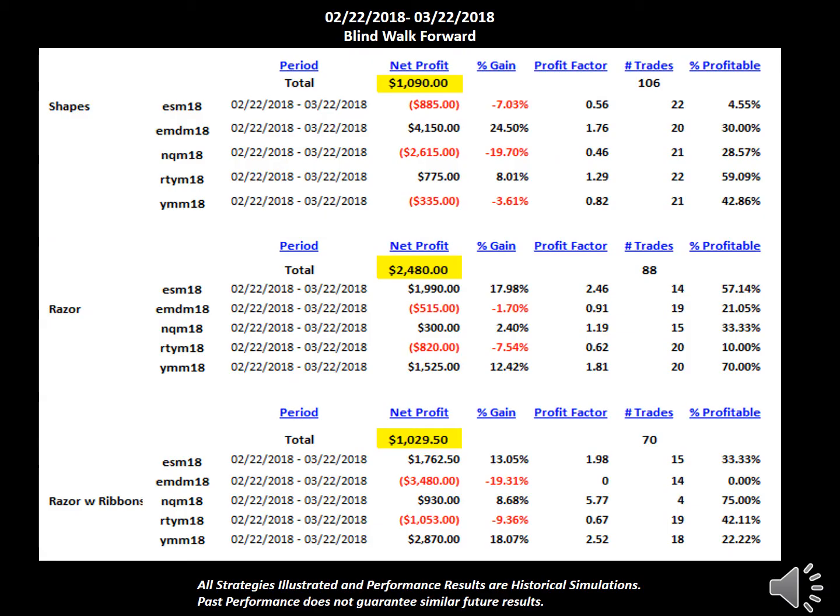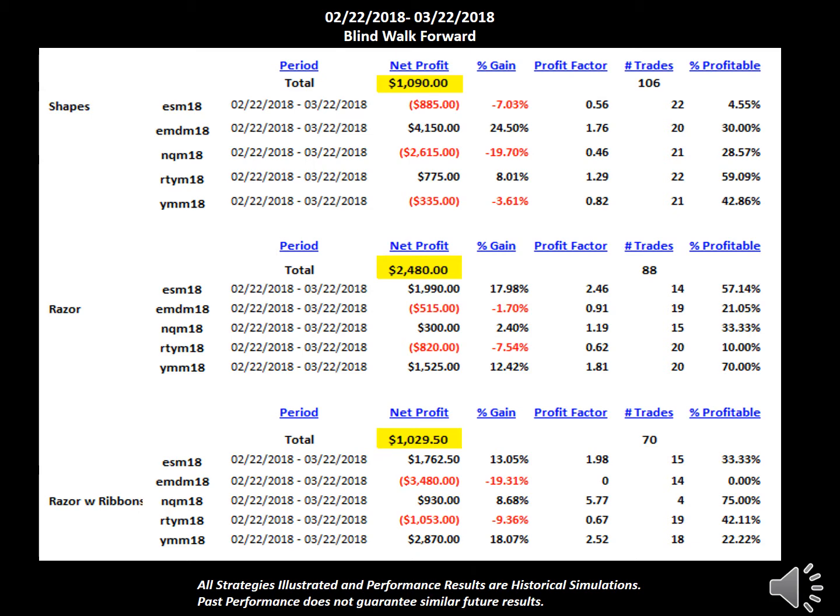Well, now we'll look at the basic 3 strategies: shapes, razor, and razor with ribbons. And we can see shapes made 1,090 this month, trading one of each. The razor with ribbons made almost the same, 1,029. And the razor actually made 2,480, so it did quite a little bit better. Those are the results of the particular ones.